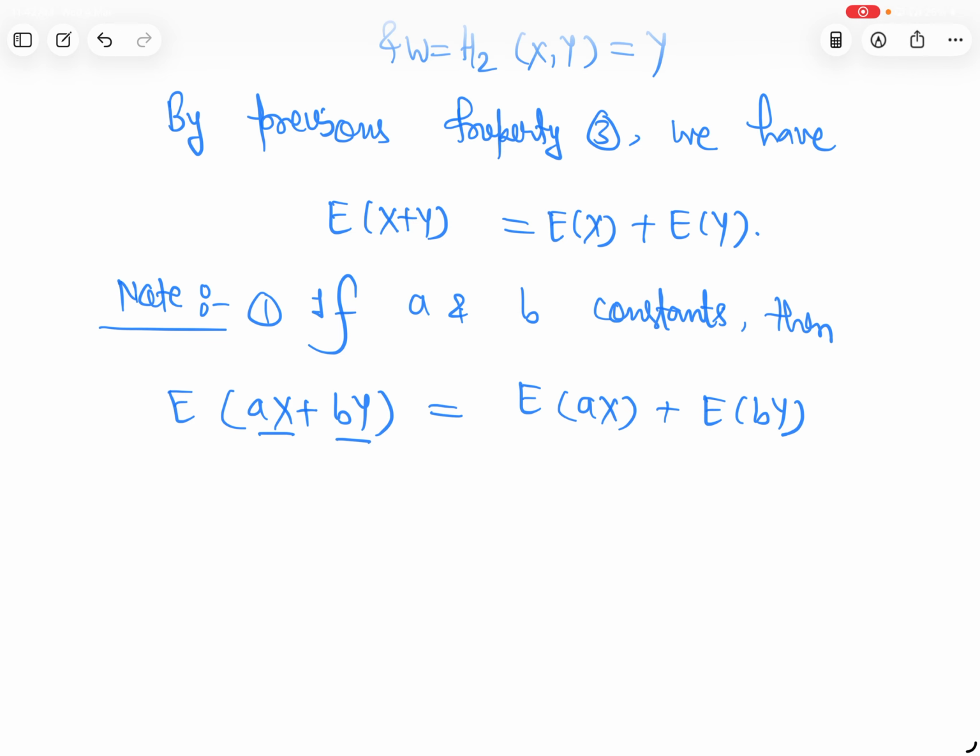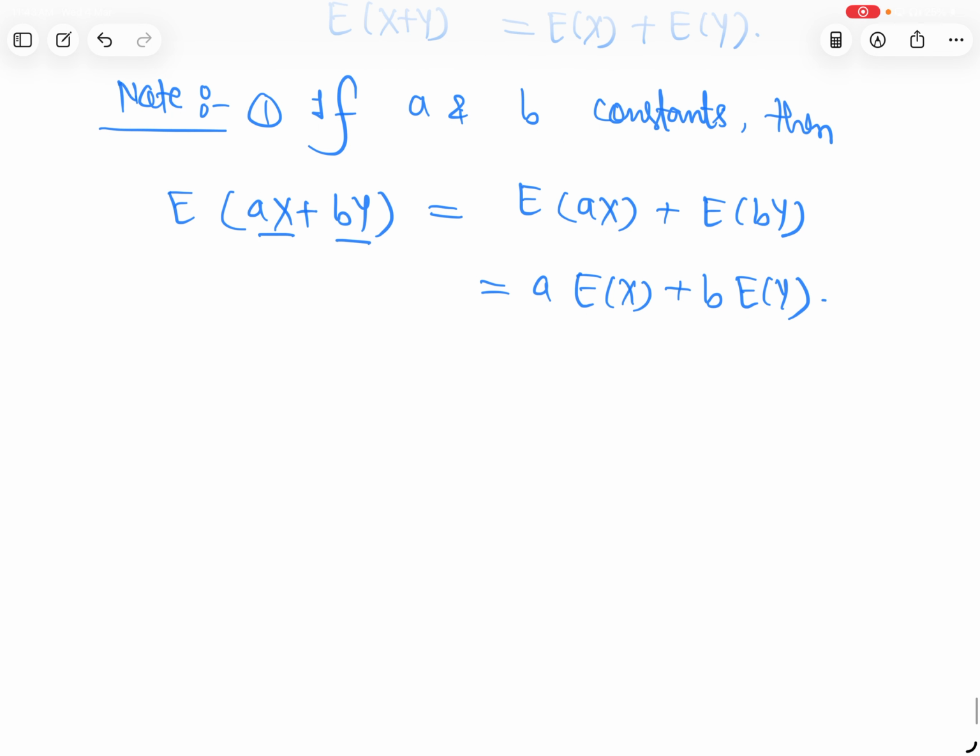Now I have told you that if you take a constant cx, c will come out. Here a is constant, so a will come out. So we have this one. So expectation of ax plus by is equal to a times expectation of x plus b times expectation of y.